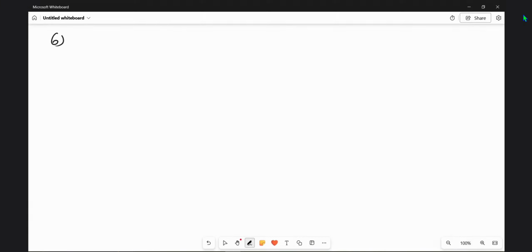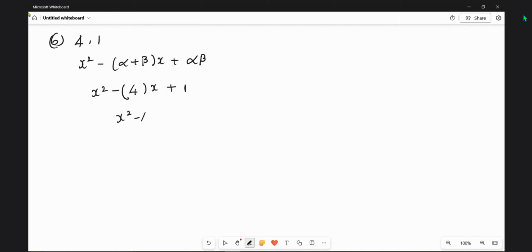Then sixth one here, 4 comma 1. x square minus 4x plus 1, correct. So you can write it as x square minus of alpha plus beta into x plus alpha into beta. So this will be x square minus of alpha plus beta is 4. Alpha into beta is 1. So you will get it as x square minus 4x plus 1.